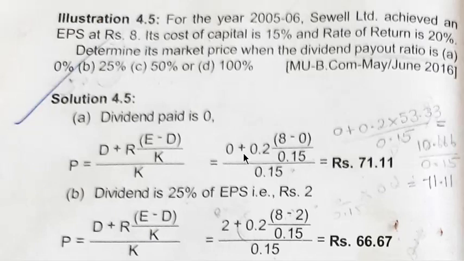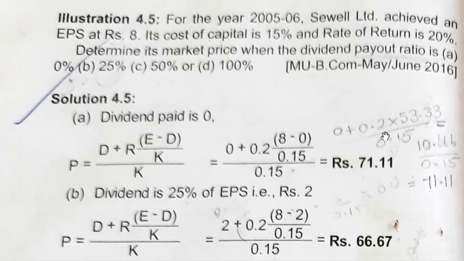So, 0 plus R, the rate of return, is 20%. It is 0.2. Open the bracket. EPS is 8 rupees minus dividend 0 divided by K. K is 15%, so 0.15. The whole divided by 0.15. Now here also, first you remove the bracket. 8 minus 0 is 8, divided by 0.15, you will get 53.33.